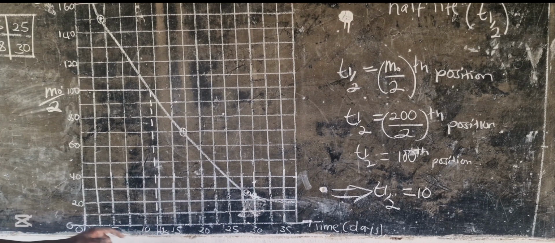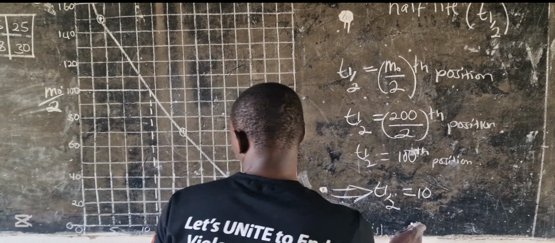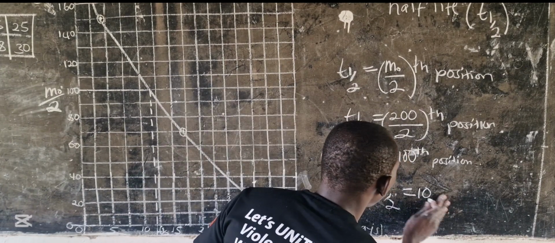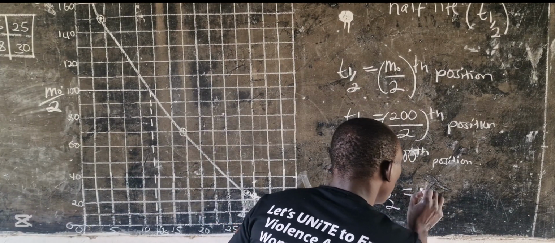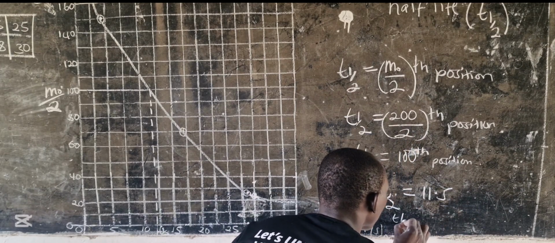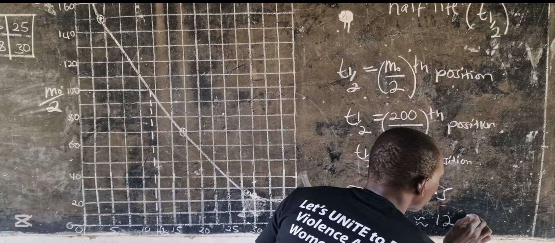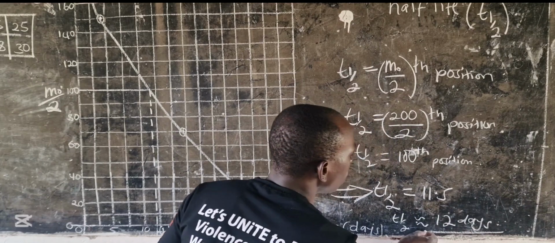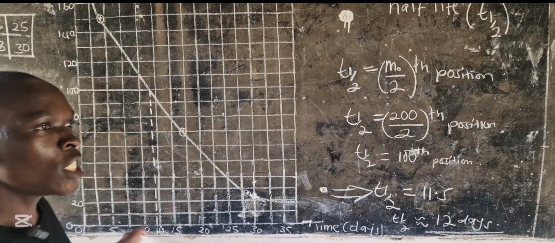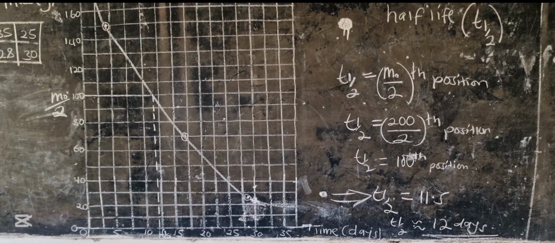Then when you reach here, it will be 12.5, but we've not reached that point. So I'm going to take 11.5. My T half equals 11.5. Then you can approximate this and say T half is approximately 12 days. These are days. So the half-life is 12 days. That means it took 12 days for this radioactive sample to decay to half its original mass.